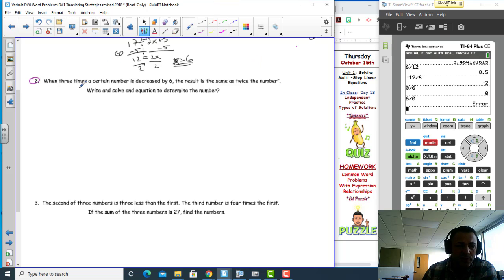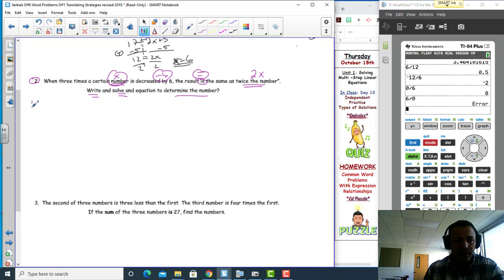If you decoded number 2 on your own, I often say that when you read a word problem, you should read it a minimum of 2 times, most often 3 or more. When 3 times a certain number, we don't know that number, we're probably going to call it x, is decreased by 6, that's got to mean we're subtracting 6. The result is, small word of big meaning, that usually means equals, the same as twice the number, that's 2 times x. Write and solve an equation to determine the number. Okay, 3 times a certain number is decreased by 6. The result equals 2x.